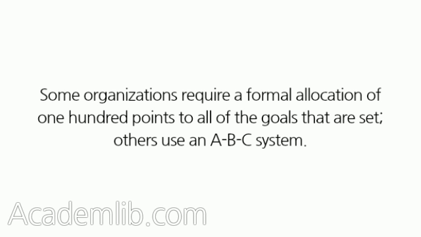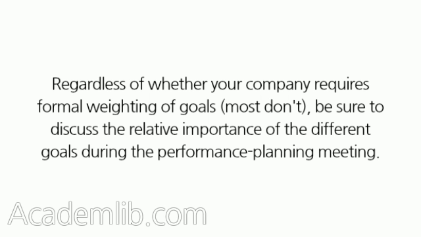Some organizations require a formal allocation of 100 points to all of the goals that are set, others use an ABC system. Regardless of whether your company requires formal weighting of goals, most don't. Be sure to discuss the relative importance of the different goals during the performance planning meeting.